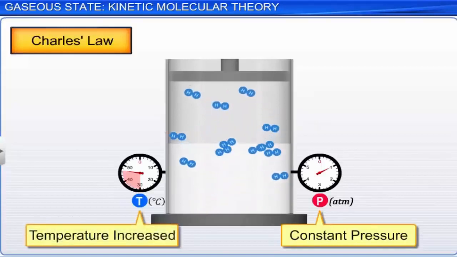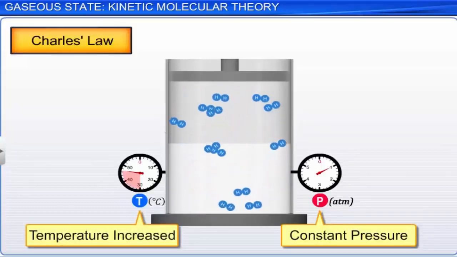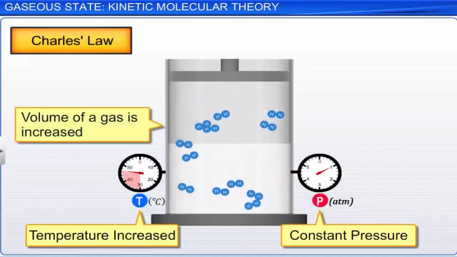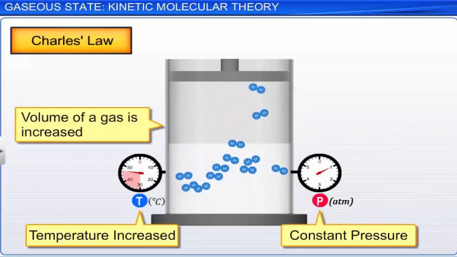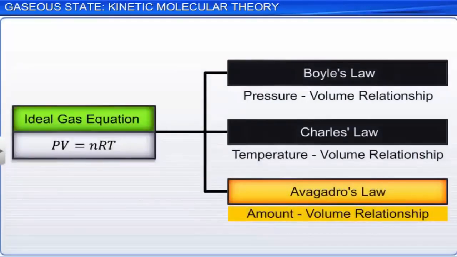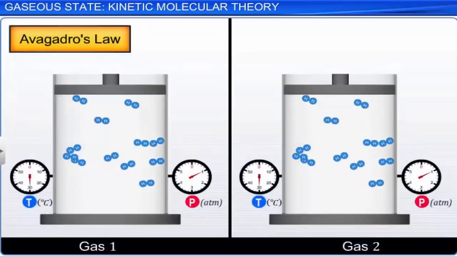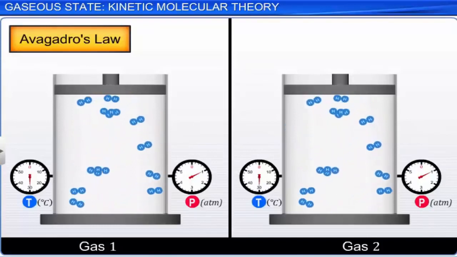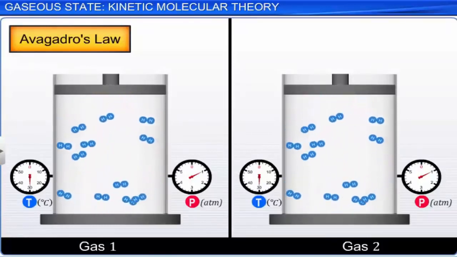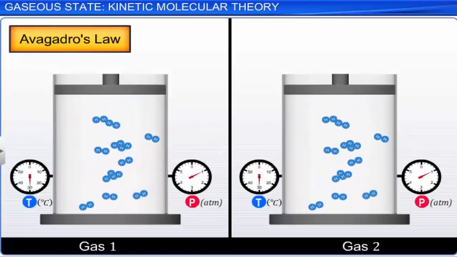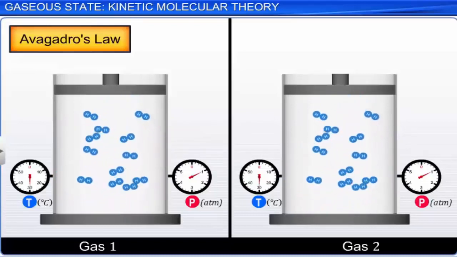Consider equal volume of two gases under the same conditions of temperature and pressure. Since the temperature of the two gases is the same, according to kinetic molecular theory, the average kinetic energy of the gas molecules should also be the same. We know that the pressure of a gas depends on the number of molecules present per unit volume as well as their average kinetic energy.